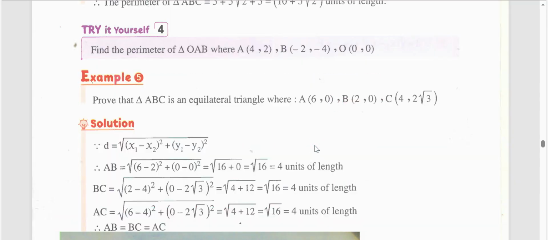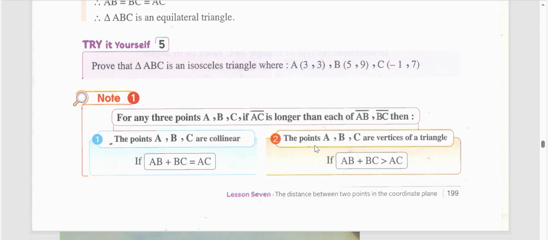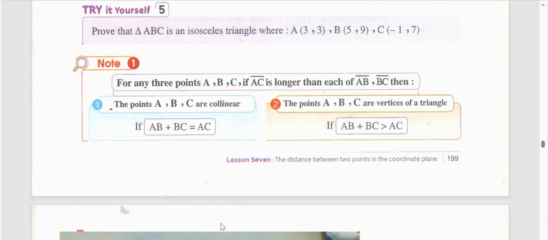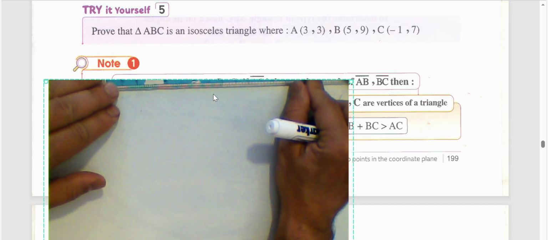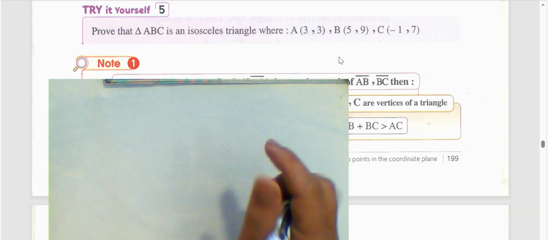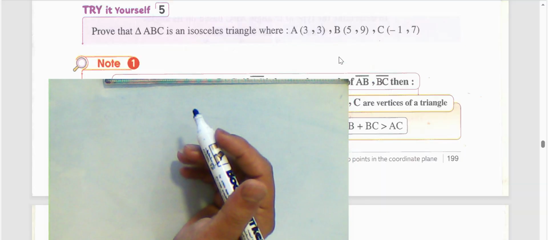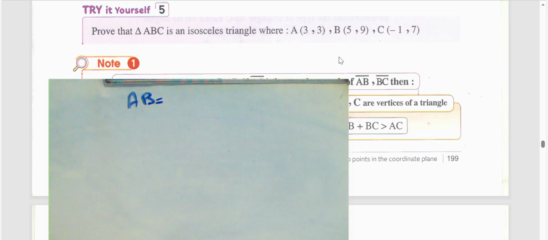Okay, this question also. Like the method to prove that a triangle is equilateral, you must prove that all sides are equal lengths. And here we want to prove that this triangle is isosceles, meaning we want to prove that two sides are equal lengths. So I will find all dimensions, and we know the sum of two sides in a triangle is greater than the third. Then we can write AB, the first step, using the rule.